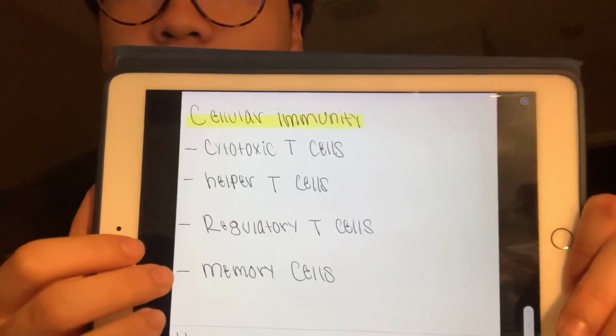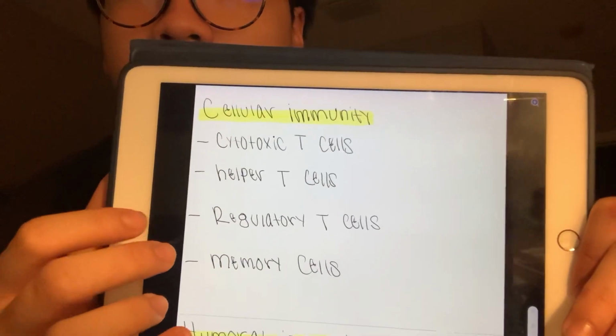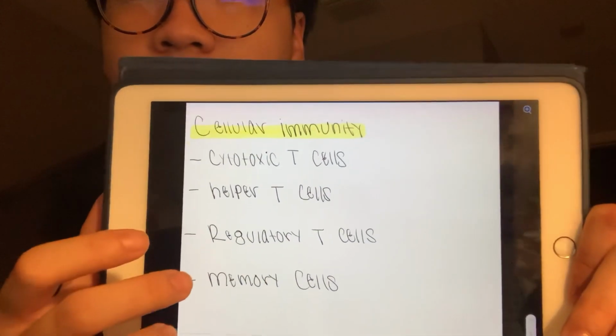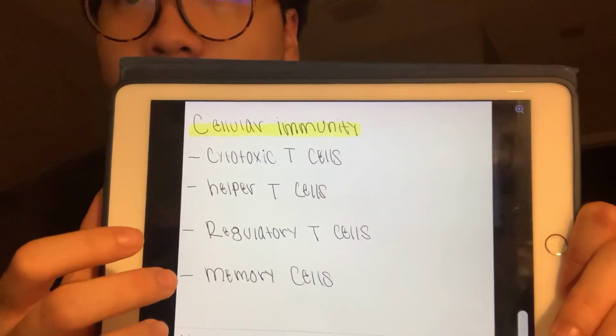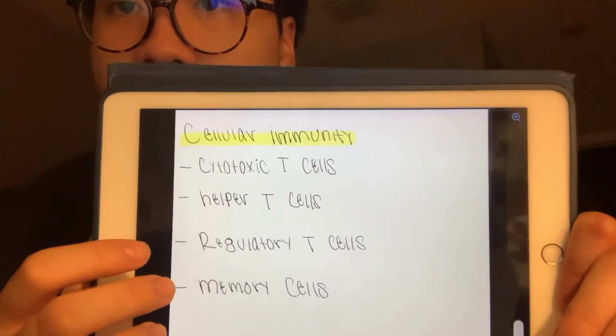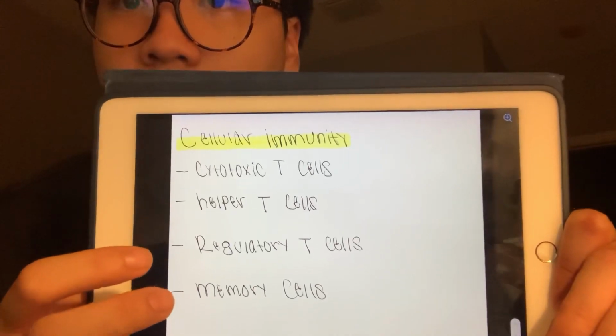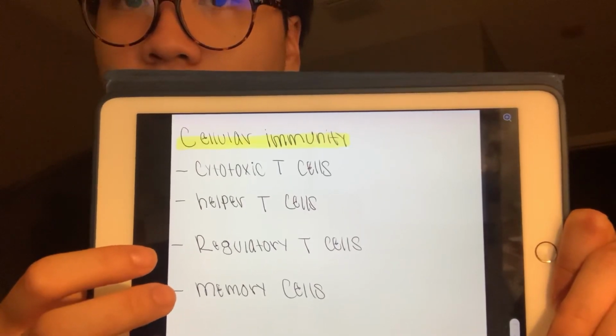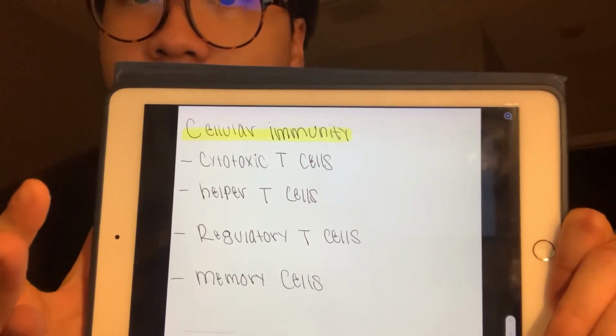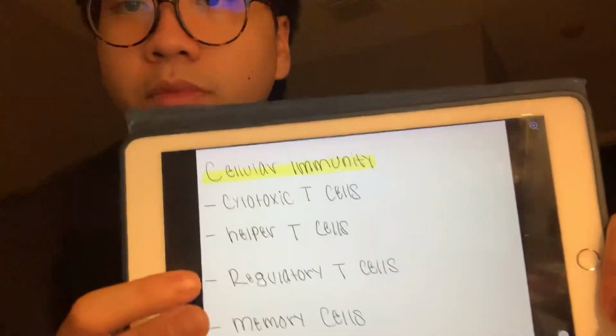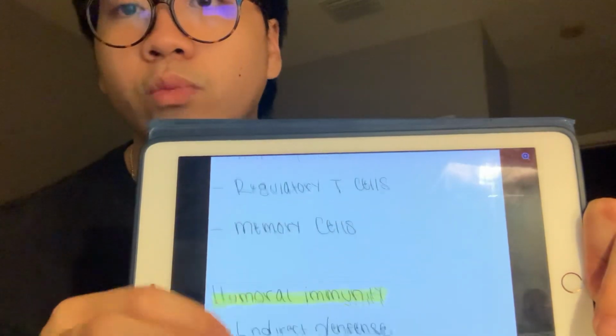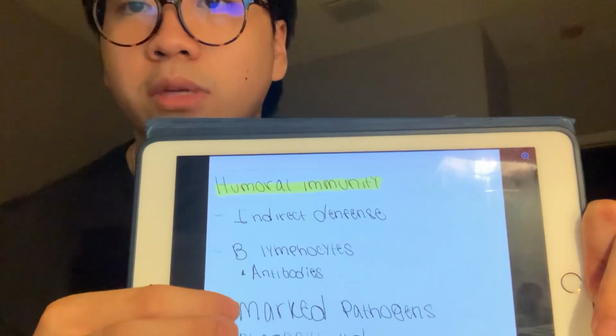And we also have memory cells. So these descend from the cytotoxic T cells, and they are responsible for the memory of the immunity. So once a cell is attacked and destroyed, the memory cells will play their role to recognize these specific pathogens in the future. So moving on, we have humoral immunity.